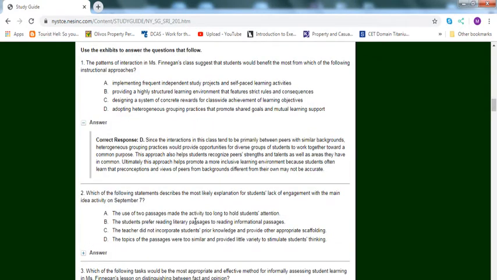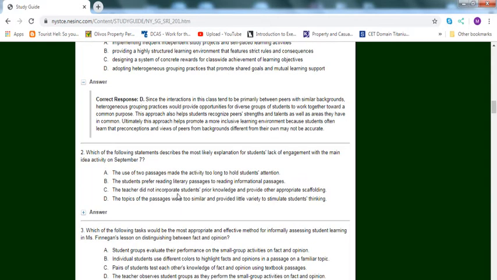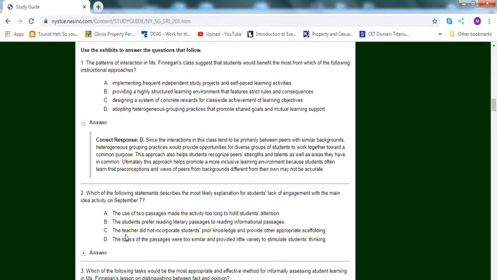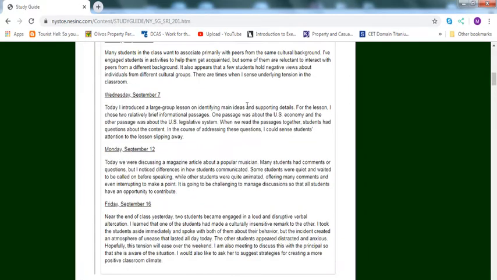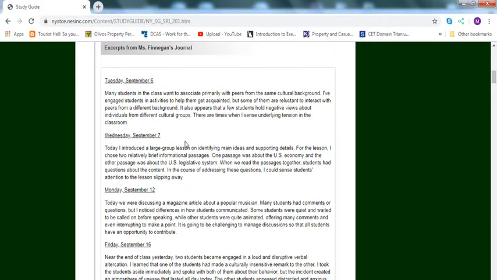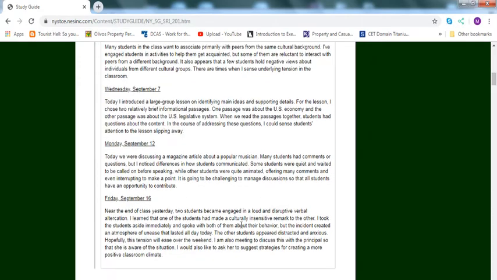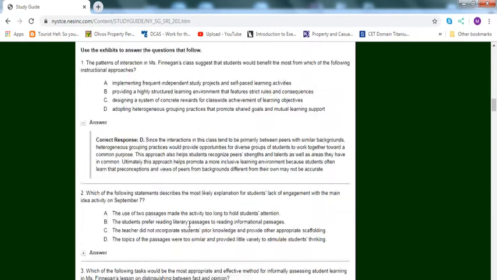Again, with question 2: which of the following statements describes the most likely explanation for students' lack of engagement with the main idea on September 7? So again, this question is based on this excerpt on September 7. Obviously, you read it, what could it be? Then you go back to the excerpt and you look at the answers. Let's see what the answer might be.